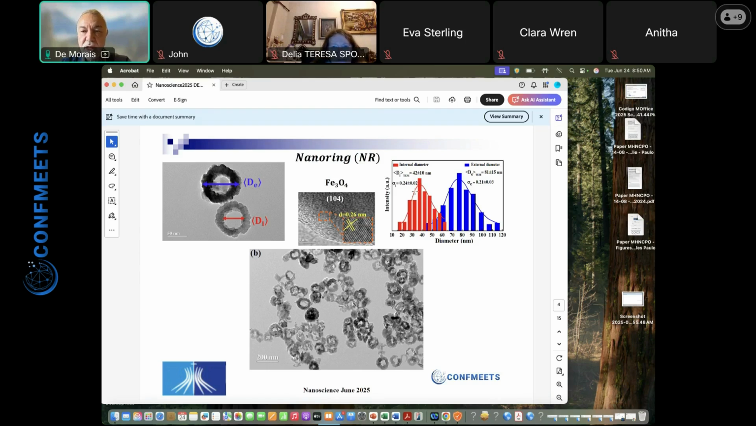On the right-hand side, you can see the size distribution of the internal diameter, which is about 42 nanometer, and the external diameter in blue, which is about 81 nanometer. It means typically the thickness of the ring is about 20 nanometer. And if you look at the high-resolution transmission electron microscopy right in the center, you can see the typical interplane distance, 104 plane interplane distance, which is 0.26 nanometer, which is typical of the magnetite phase. Besides this characterization, we performed several other characterizations to confirm that indeed the phase we are talking about is magnetite.